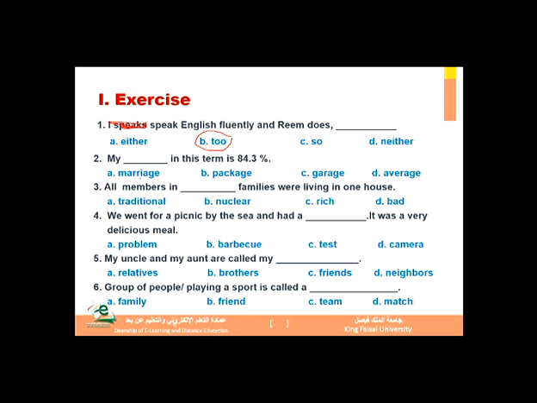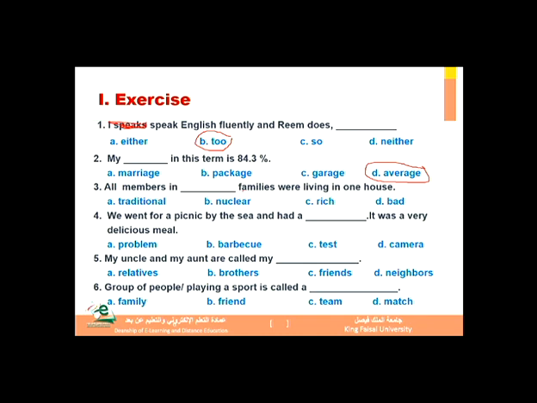Number two, my average in this term is 84.3%. What should we say? Marriage, package, garage, or average? The correct answer is average because we said that the meaning of average is percentage. Okay? Number three, all members in blank families were living in one house.